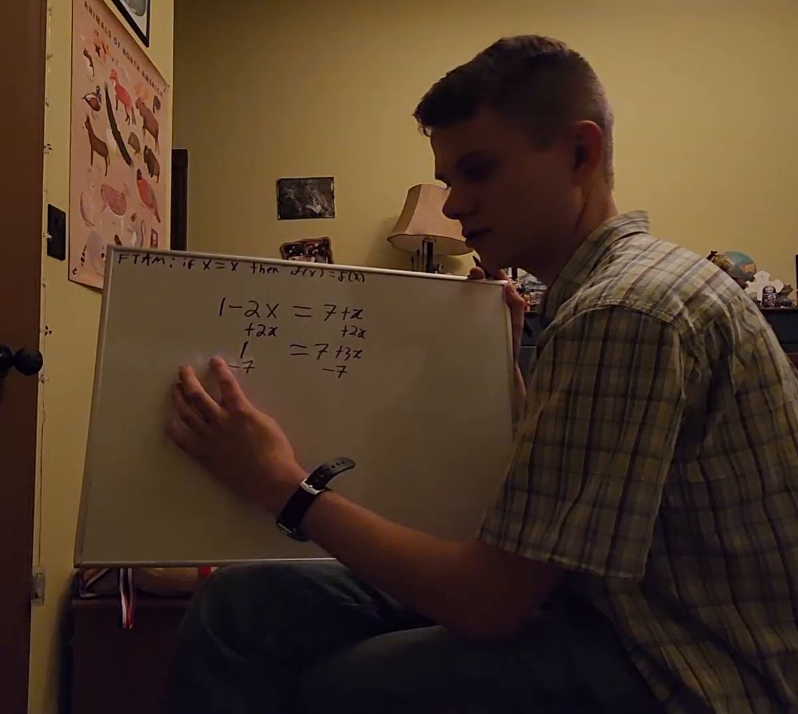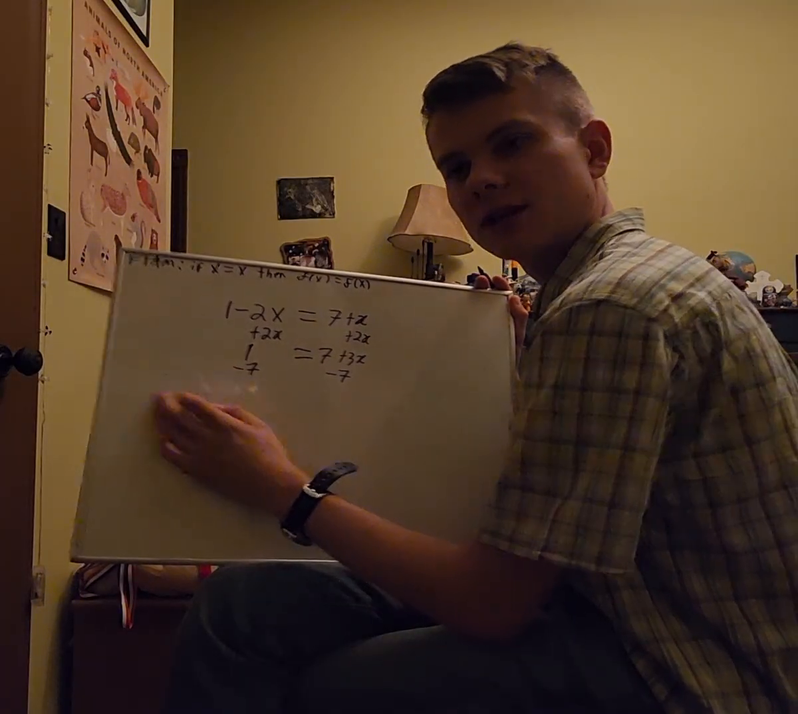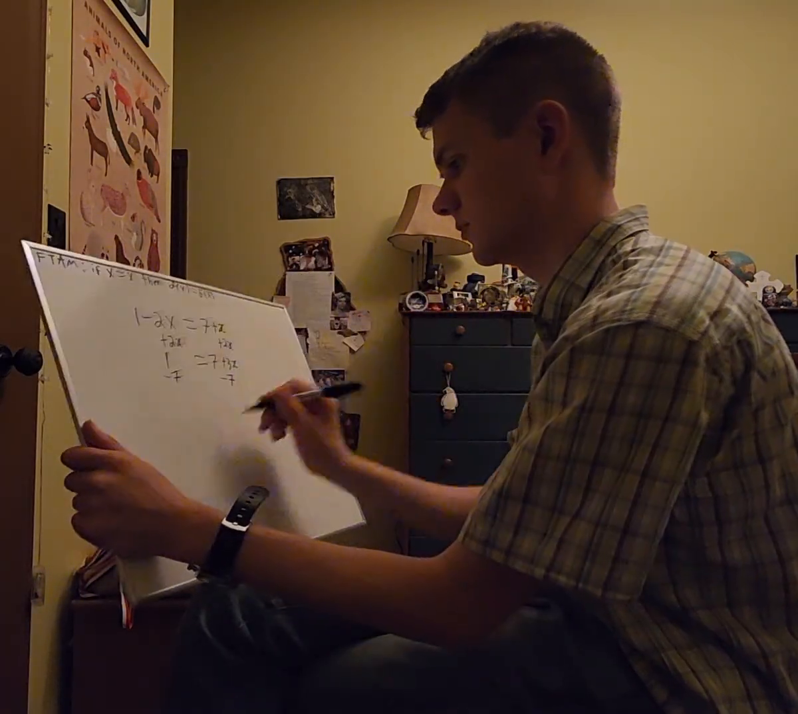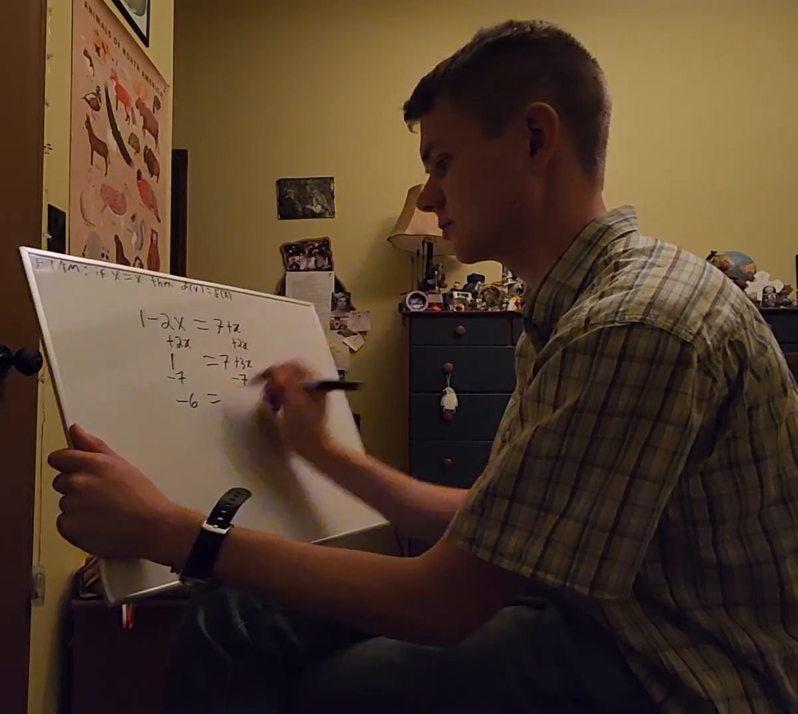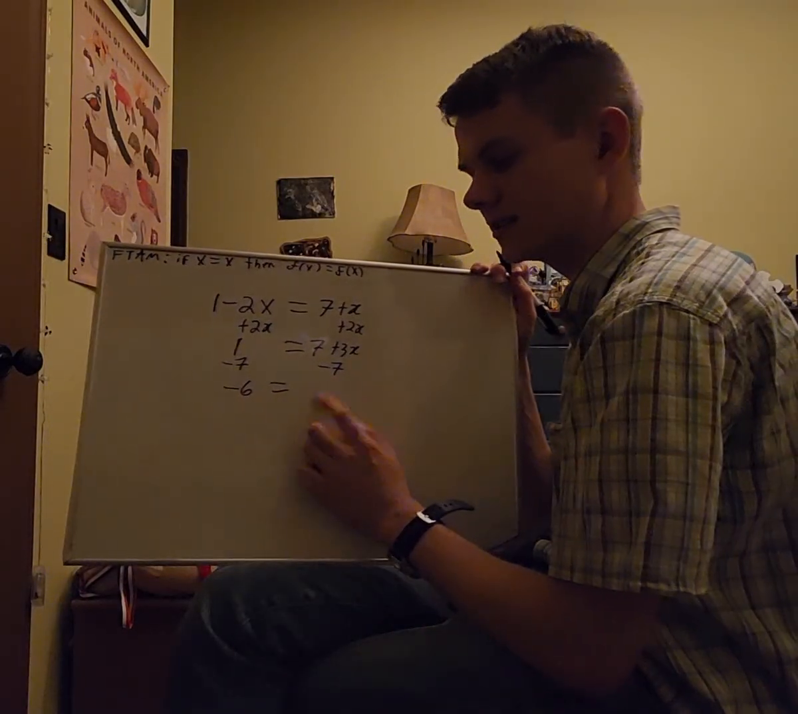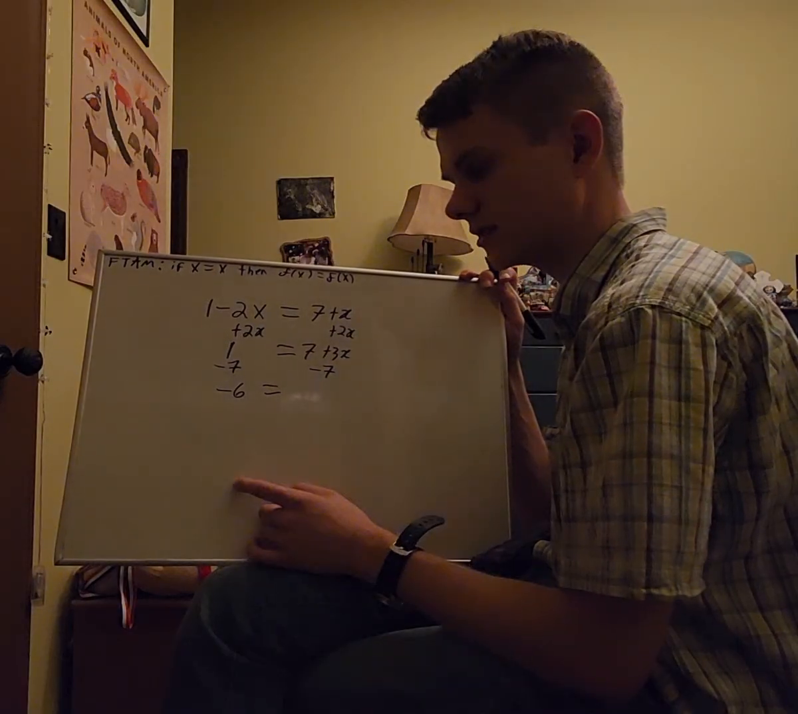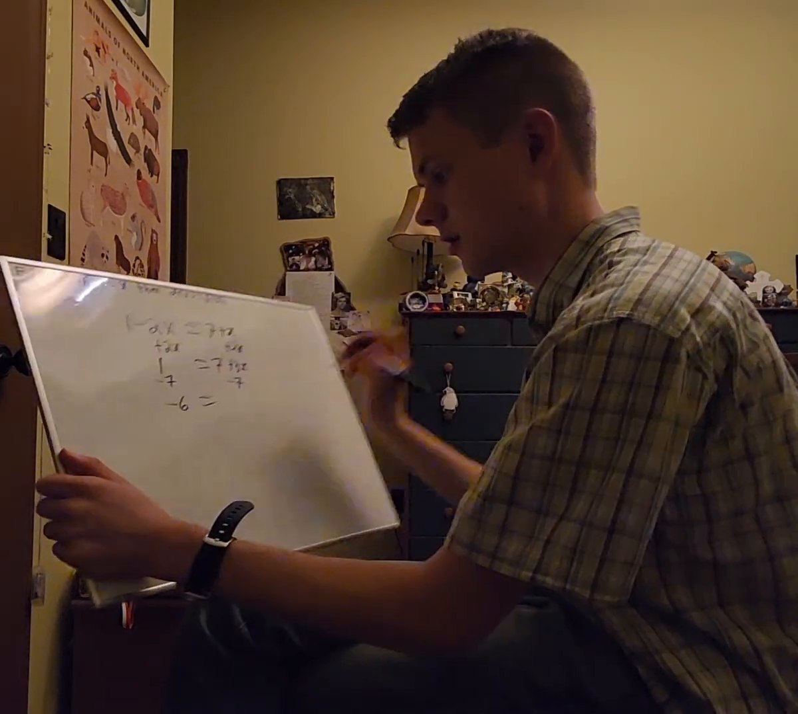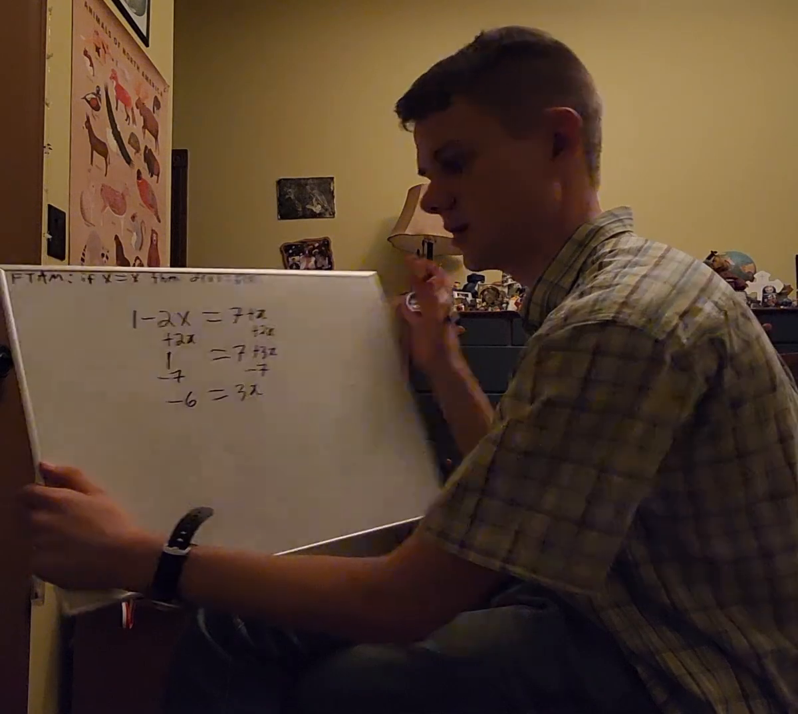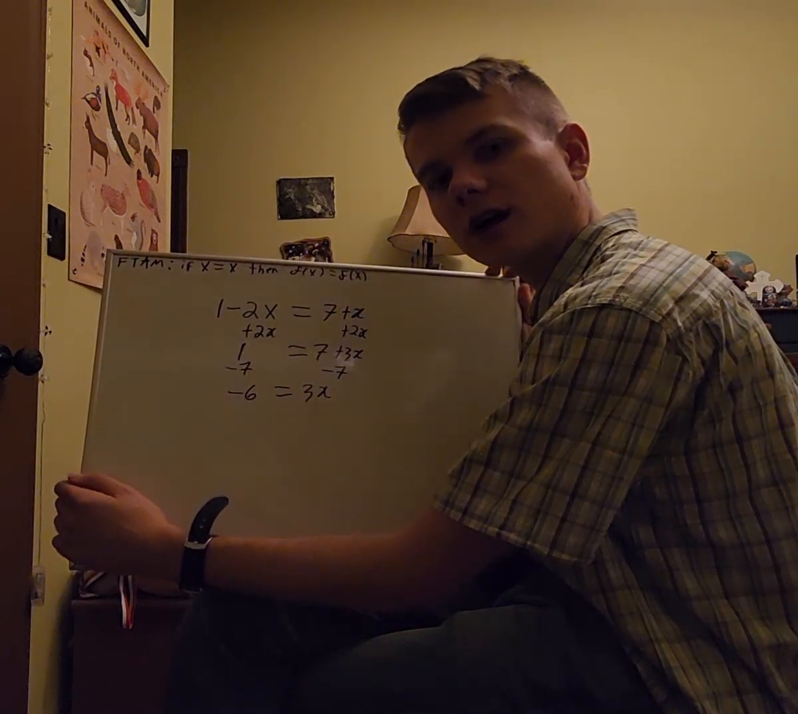So let's look at this side first. 1 minus 7 is equal to negative 6. So negative 6 is equal to, now if we look at the other side, 7 plus 3x minus 7, well, that's just 3x. So negative 6 is equal to 3x.